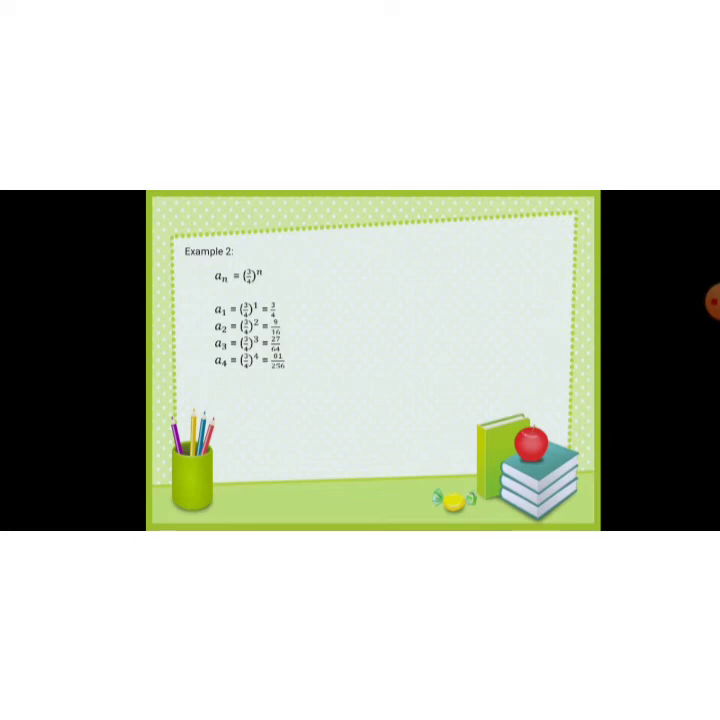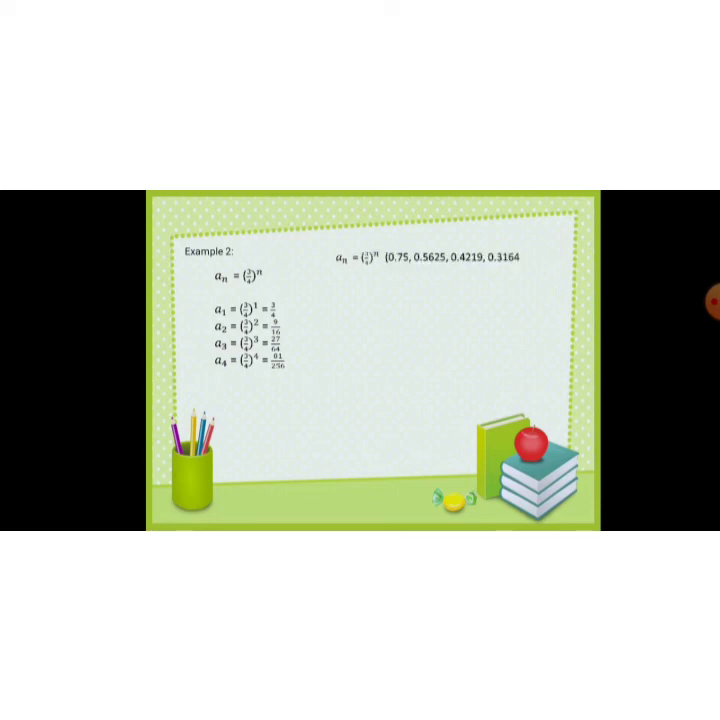So a sub 1 is equal to 3 over 4 raised to the power of 1, so that is equal to 3 over 4. That was our first term. And our second term, a sub 2, is equal to 3 over 4 raised to the power of 2, that is equal to 9 over 16. And third term, a sub 3, is equal to 3 over 4 raised to the power of 3, that is equal to 27 over 64. And fourth term, a sub 4, is equal to 3 over 4 raised to the power of 4, so that is equal to 81 over 256.